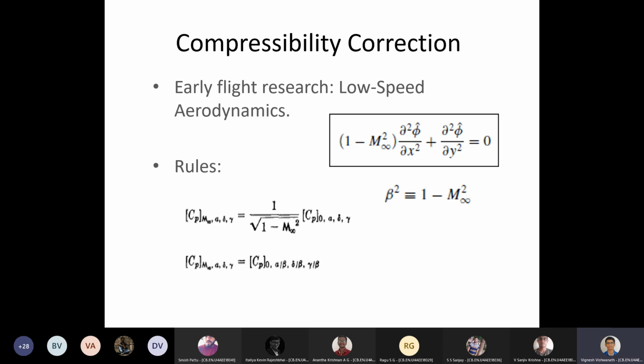Now, there are two rules in the Prandtl-Glauert rule. These are the two rules which I have listed. The rule 1 and rule 2 are actually more or less equivalent forms of the same. If you take the second rule, what it states is these two rules actually deal with the equivalent compressibility correction.